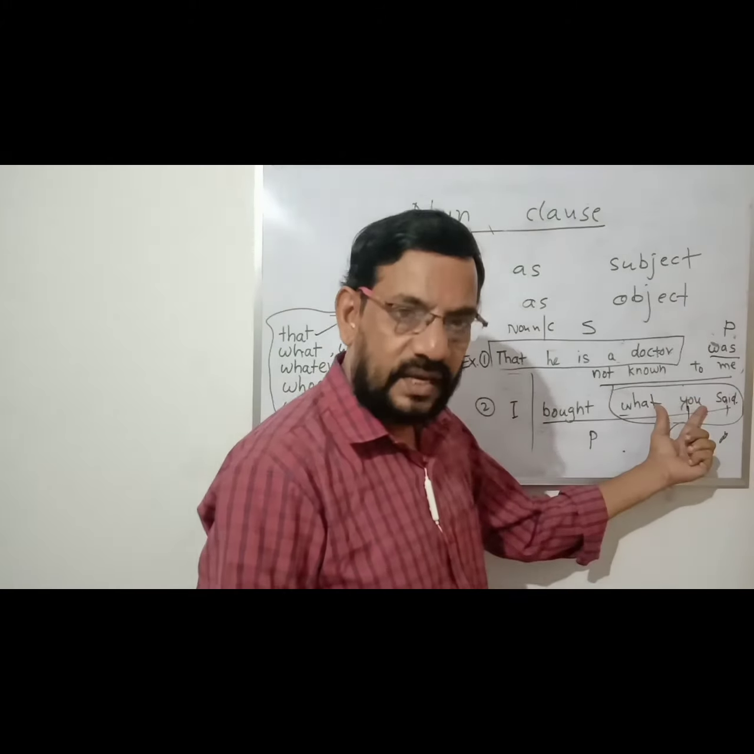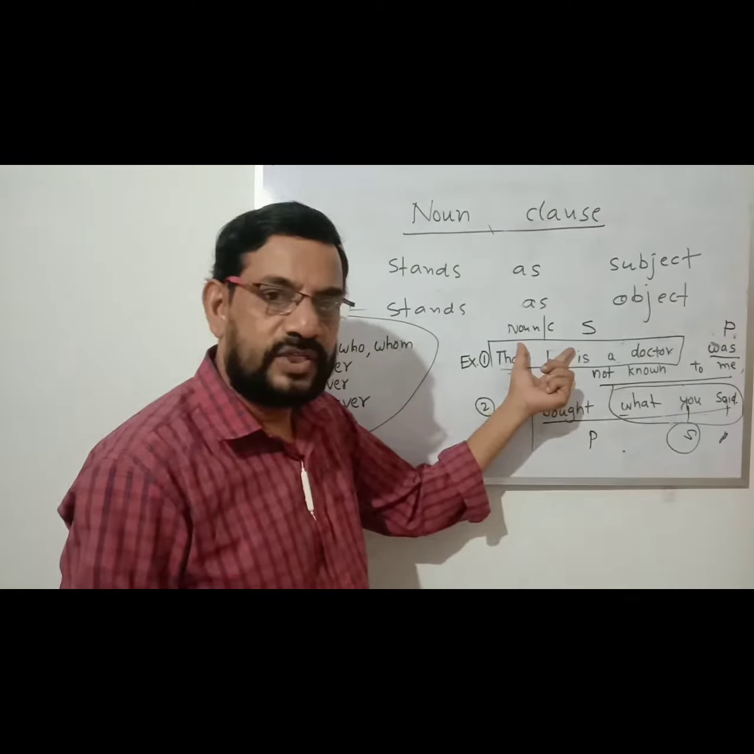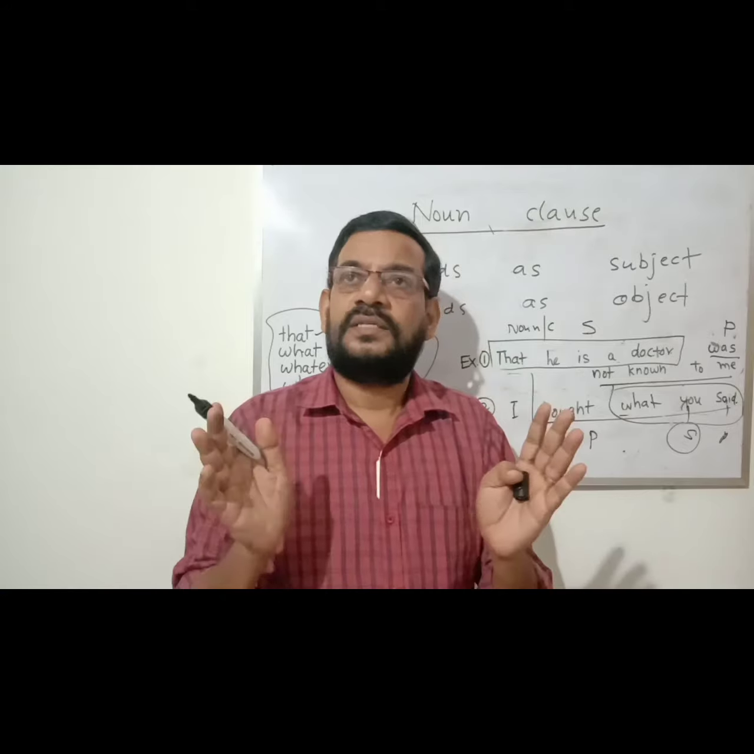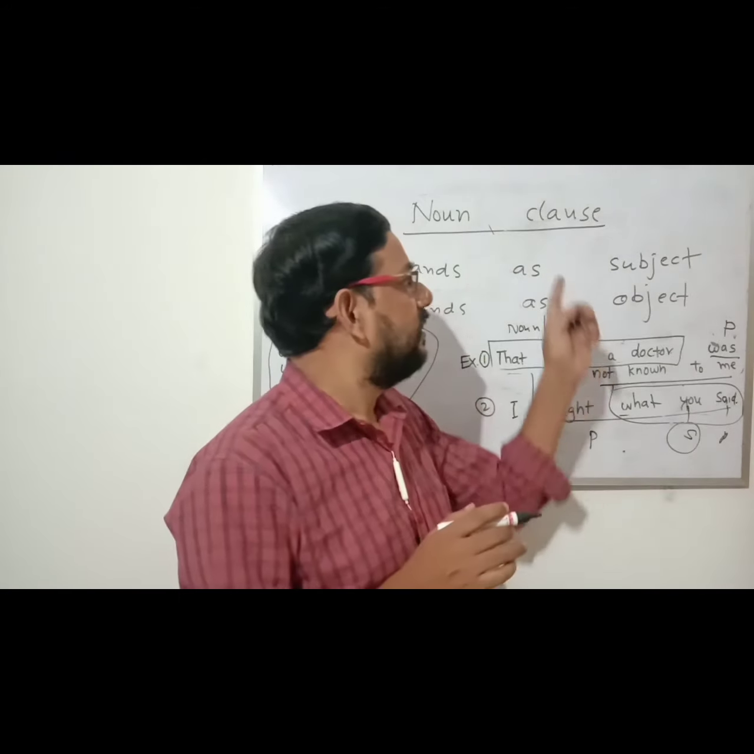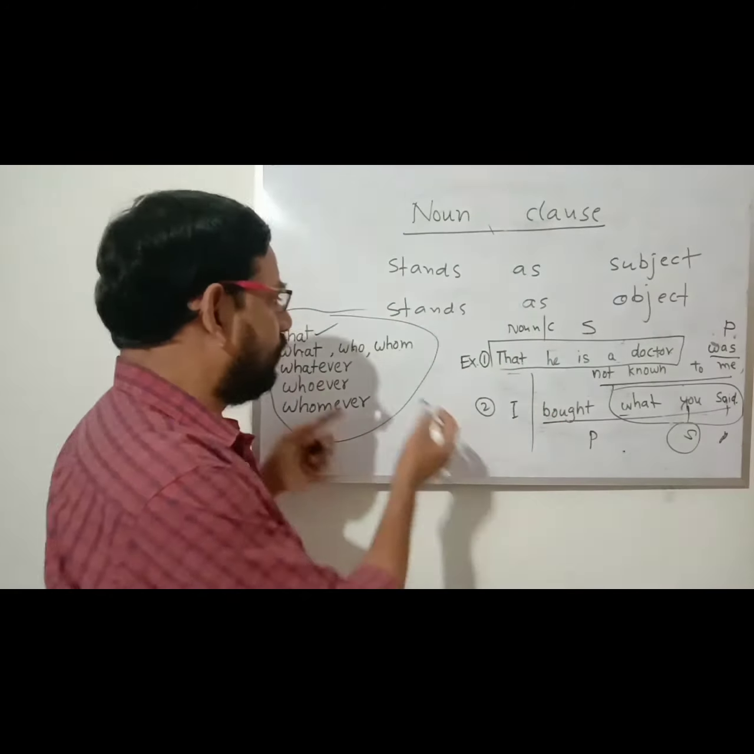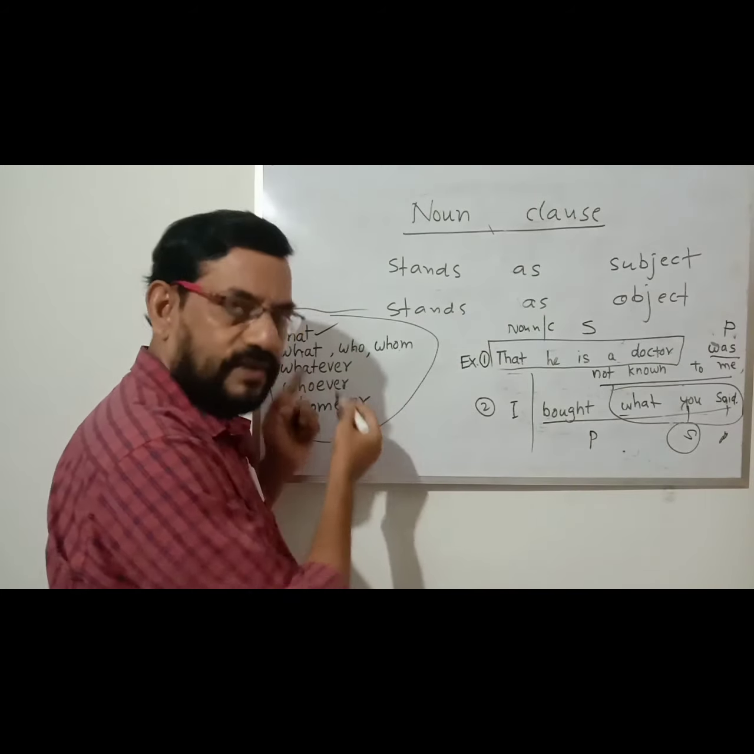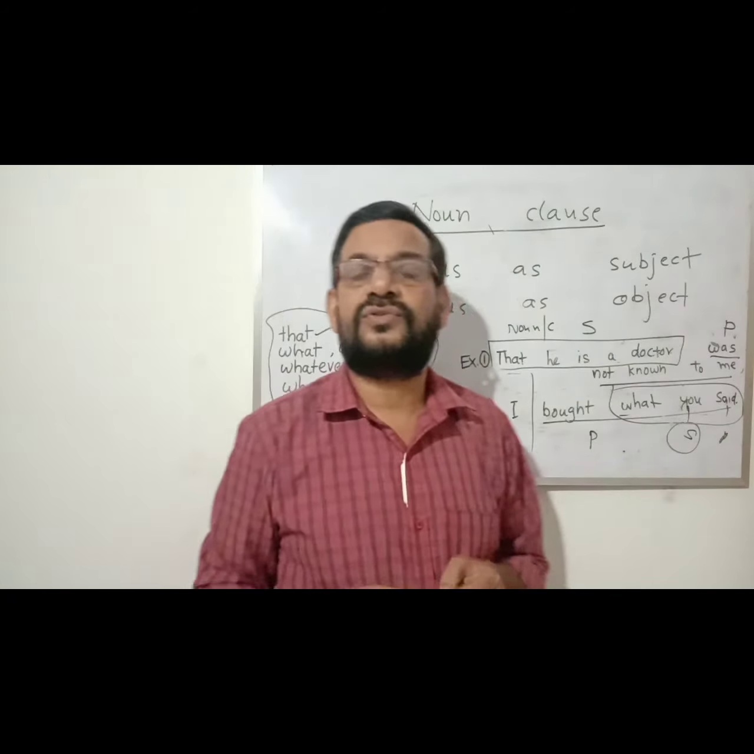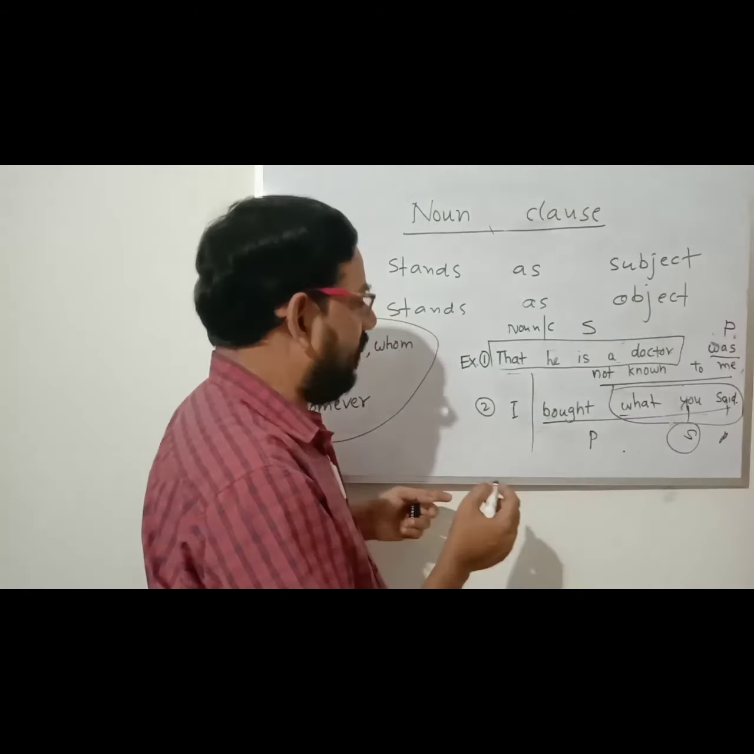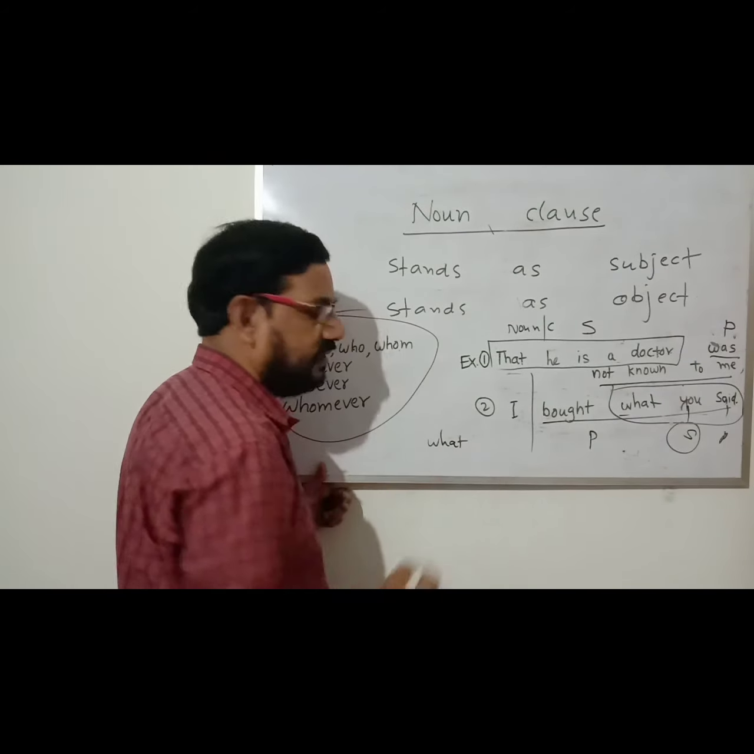A noun clause is placed here as an object. In the first example, the noun clause is placed as the subject. Understood? So I request you to make similar sentences, like a noun clause that comes as the subject. If you don't know, you can check these subordinating conjunctions, and use one of them to make the subject, like that he is a doctor. Another example, I can write using what. Start with what.